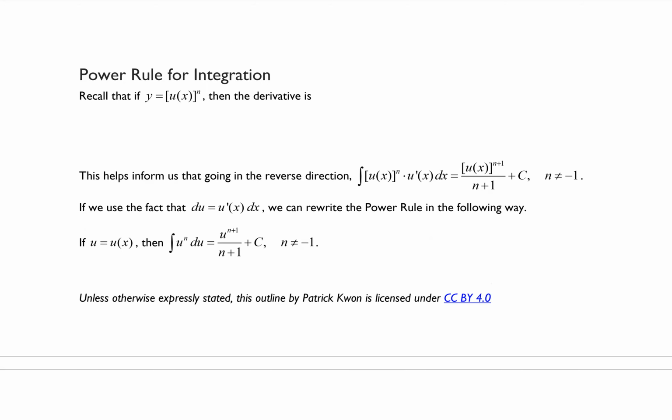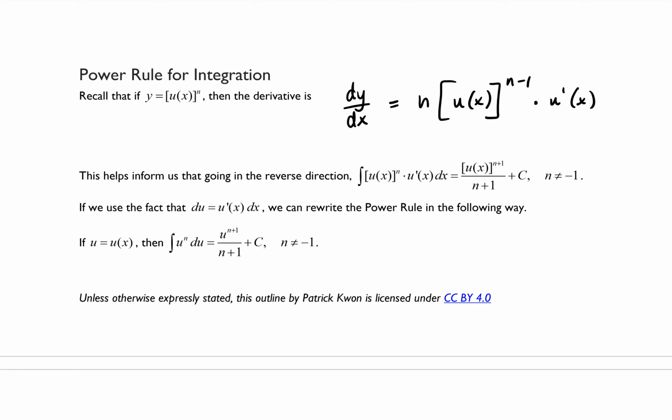Let's talk about the power rule for integration. Recall that if y equals u of x to the nth power, then the derivative of that is dy/dx equal to n times u of x to the n minus 1 power times the derivative of u of x, because we need to use the chain rule. This informs us that going in the reverse direction, the integral of u of x to the nth power times u prime of x dx is equal to u of x to the n plus 1 power over n plus 1 plus the constant of integration, where n does not equal negative 1.